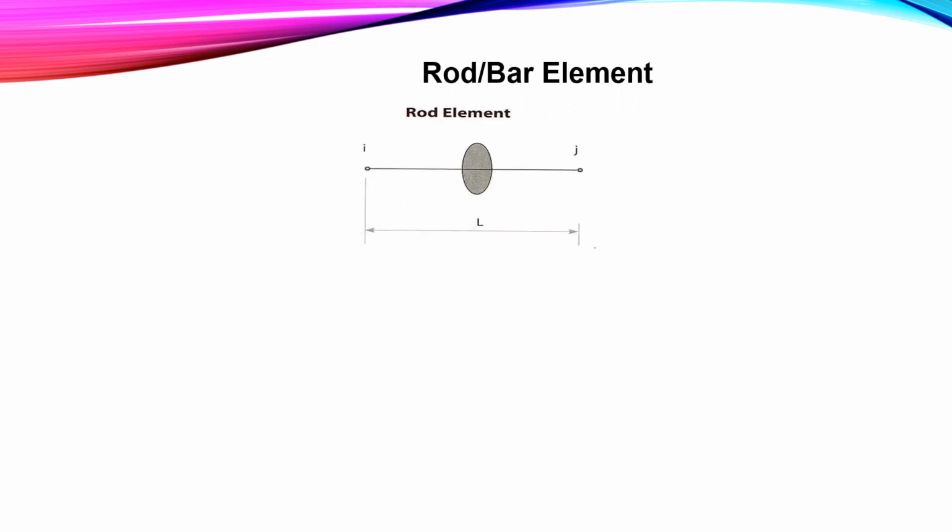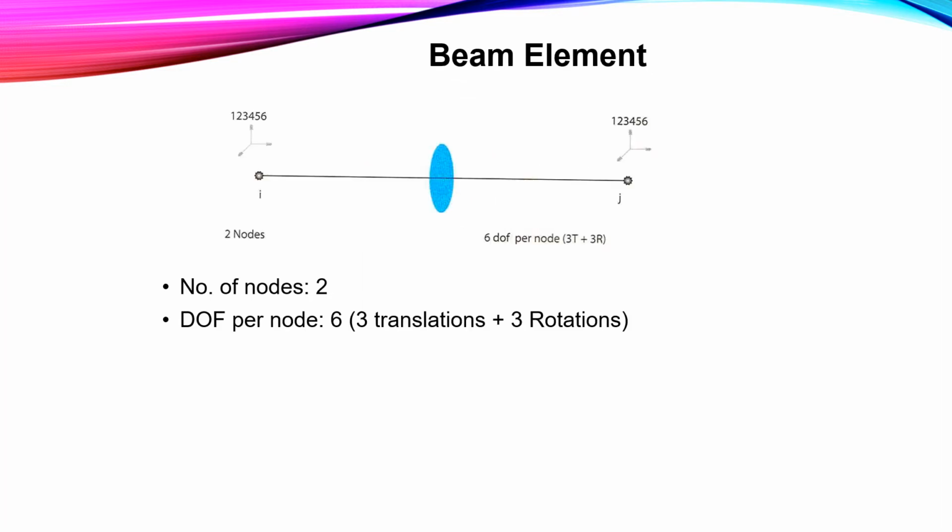First of all, we will see the rod or bar element. The rod or bar element is as shown in the figure. The number of nodes of a rod or bar element is 2. The degree of freedom at each node is 1. So in this diagram, this is the first node and this is the second node, and the degree of freedom at each node is only 1.